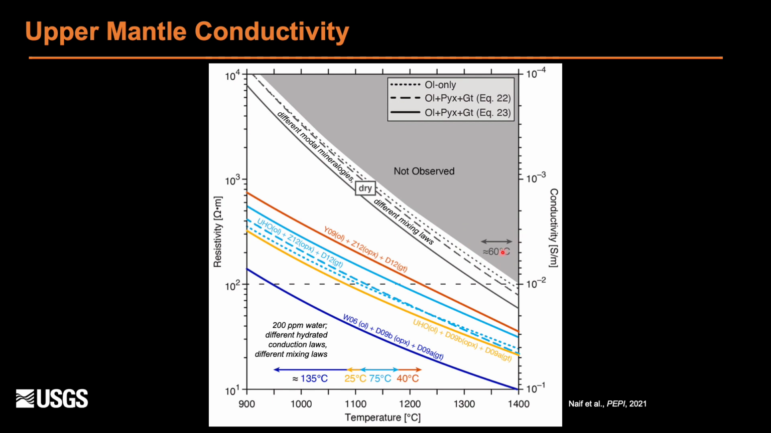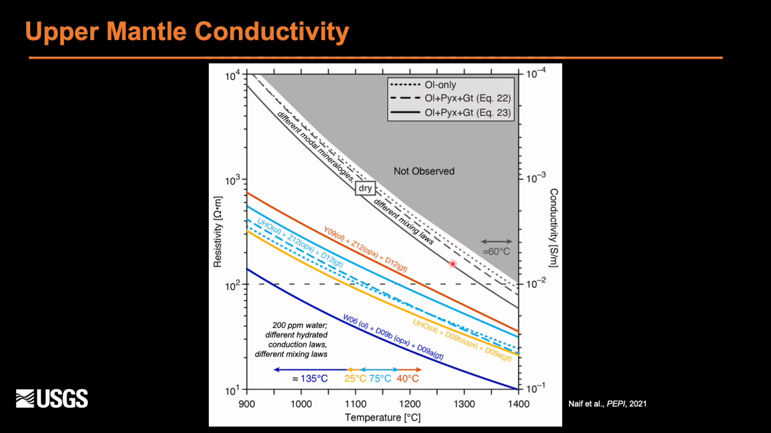Also note that the effect of different mantle modal mineralogies is very small. This is because all upper mantle volumetrically significant silicate minerals conduct electricity roughly the same way in this dry limit, so we are generally insensitive to the details of bulk mineralogy.